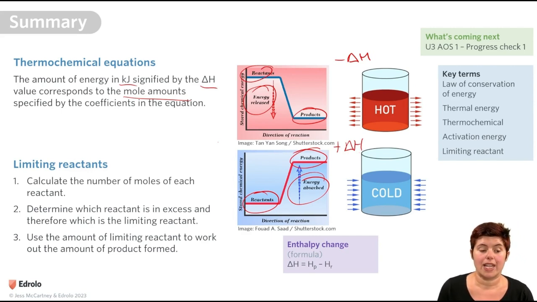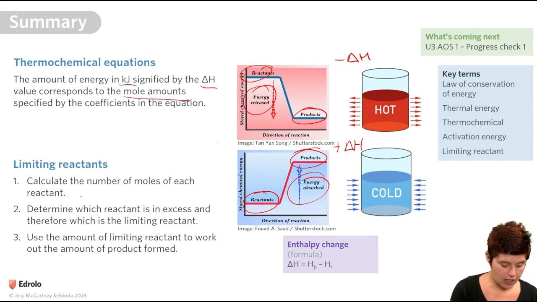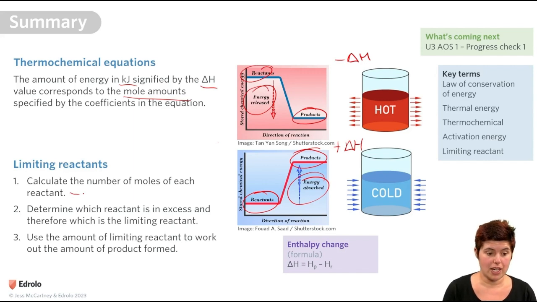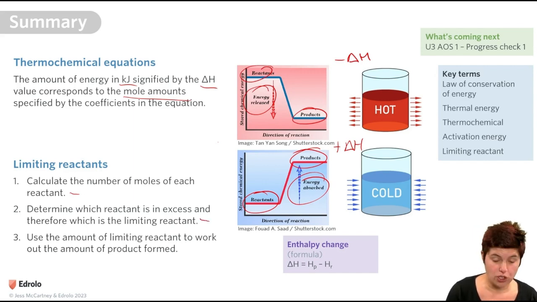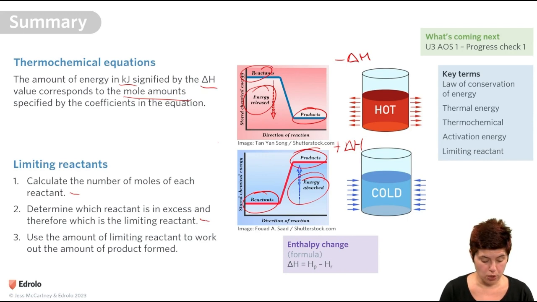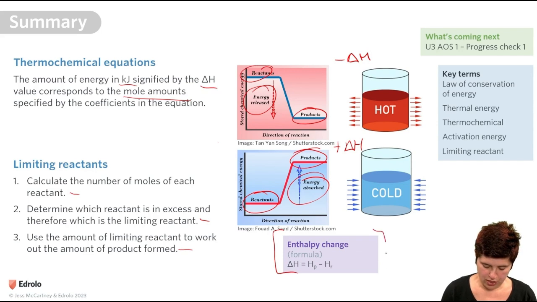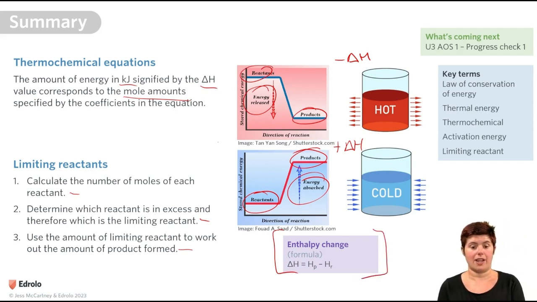When you're calculating the limiting reactants, you need to follow these steps. Calculate the number of moles of each reactant, determine the reactant that's in excess and limiting using the coefficients in the equation, and then use the limiting reactant only to calculate the products. And remember, to calculate the enthalpy change, we use the H of the products minus the H of the reactants.